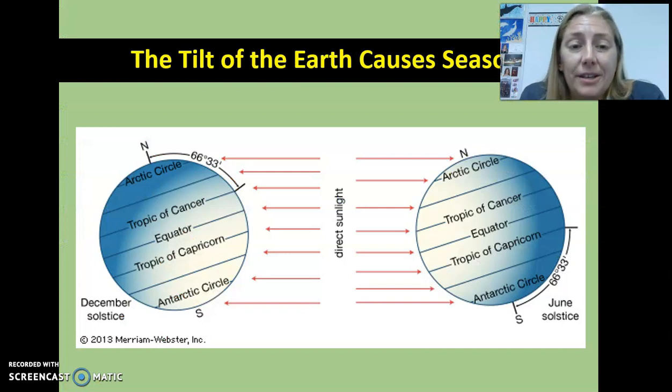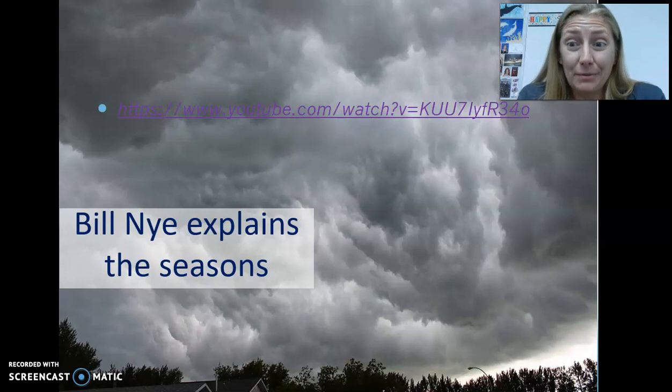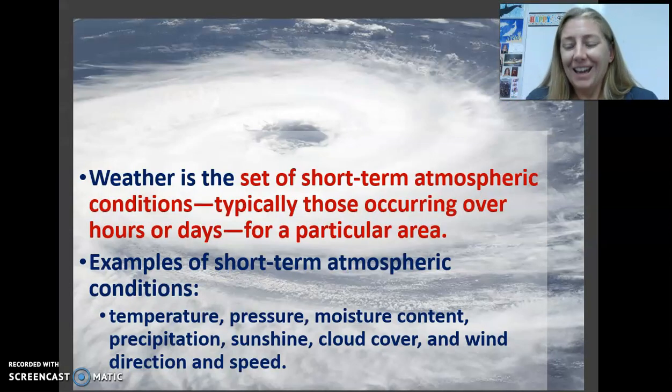And that's what you're seeing here. In the left diagram, you can see the more direct sunlight hitting the southern hemisphere, because in the left diagram, the southern hemisphere is tilted more towards the sun. And then the opposite is happening in the right diagram. It's not that confusing. I have this video on Canvas for you. I'm not going to play it on here. Everybody loves Bill Nye.